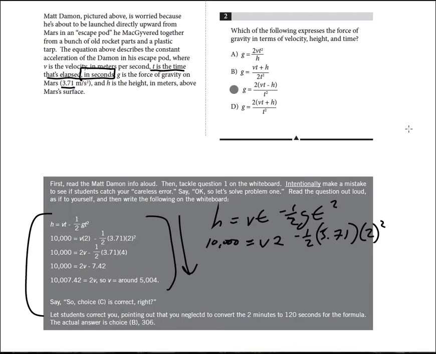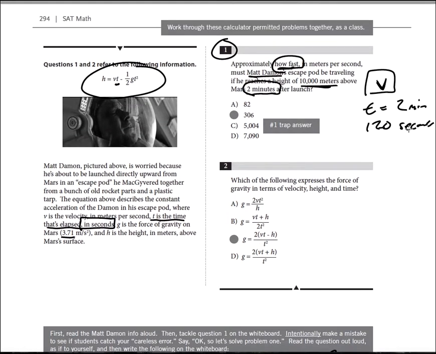If I plug in 120 for t, I would get choice B. If I plug in 2 for t, I get trap answer C. And it's no surprise that they have that lurking there. Because again, what they've really done is they thought of every possible way that you can mess up a problem, all right? So that's a really good problem to do for your students.